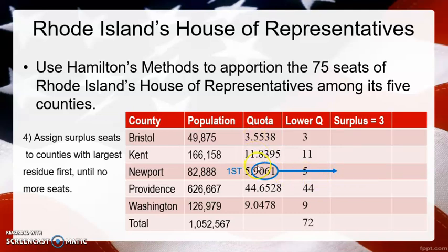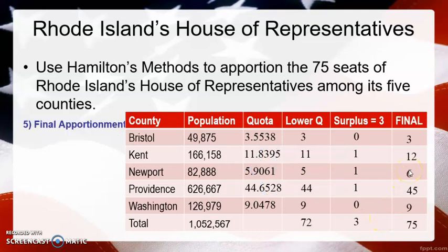Then we look at the remaining standard quotas and find the next largest residue. So Kent with 8 has the next largest, so Kent would get the second surplus. And we have a total of 3, so we need to give one more out. And Providence has the next highest residue with 0.6528, so Providence is going to get the third surplus. So Bristol is not going to get a surplus. Kent, Newport, and Providence will get 1 each, and Washington will get none as well. So that's a total of 3 surpluses.